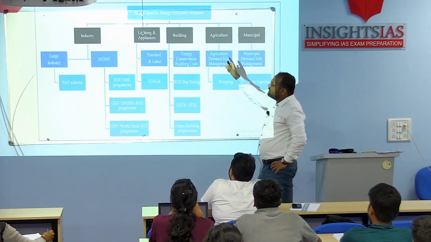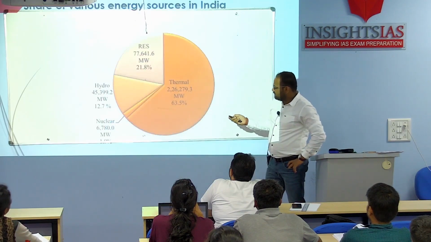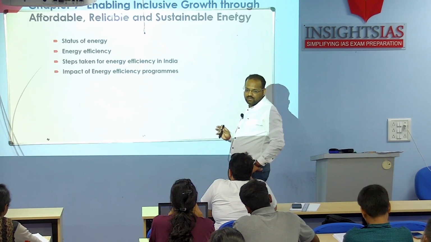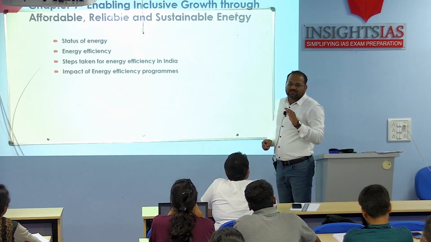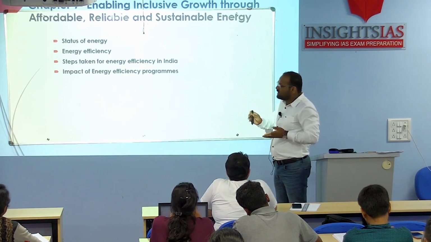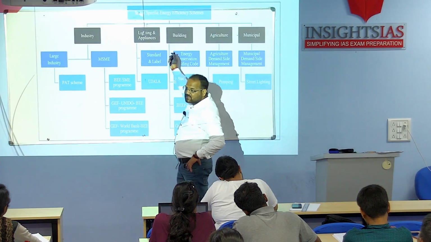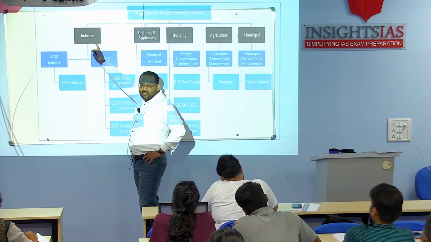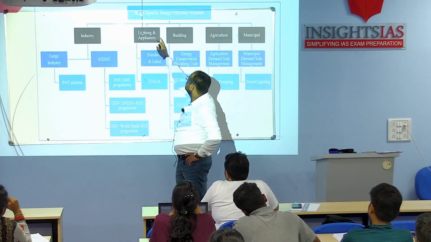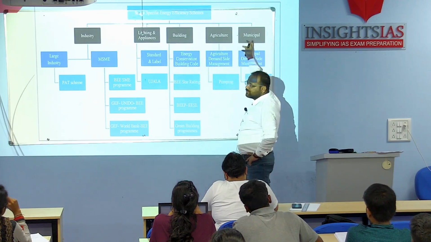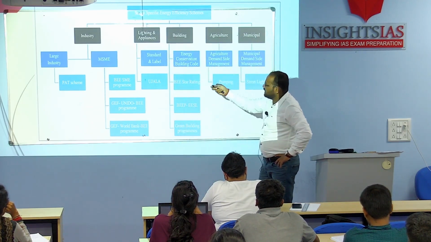When you are going to write about steps taken for energy efficiency in India, you better categorize. So, sector specific energy efficiency programs. You better take the broader categories: industries, housing, buildings, lighting and appliances, agriculture, municipality. So you take these broad categories first.